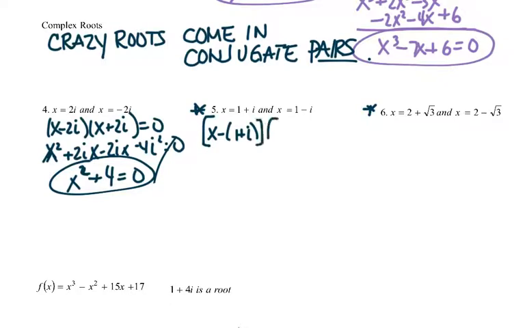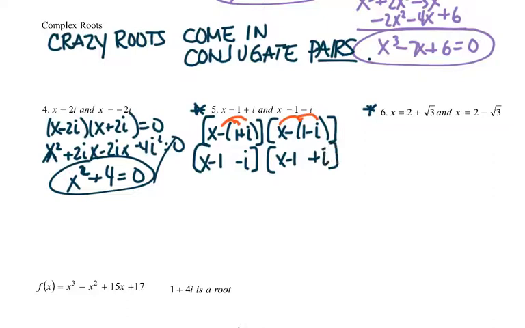x minus 1 plus i and x minus 1 minus i are the two factors that give us those roots. We could FOIL right from there, but it's a little bit much, so we're going to make our lives easier by doing something called distribute and regroup. If I distribute, I get x minus 1 minus i and x minus 1 plus i. And I can regroup like this.